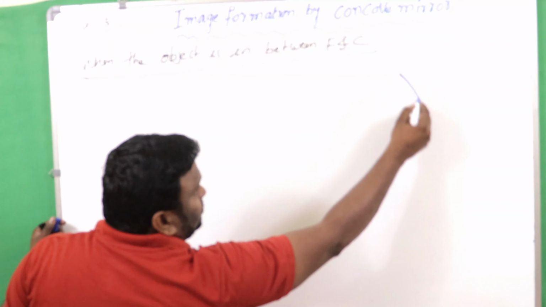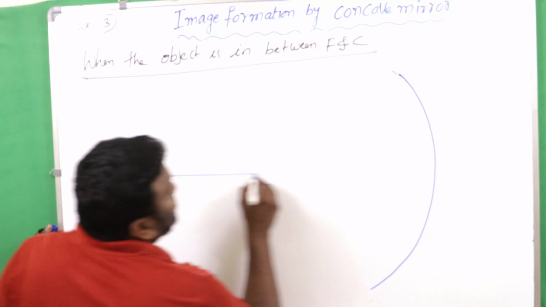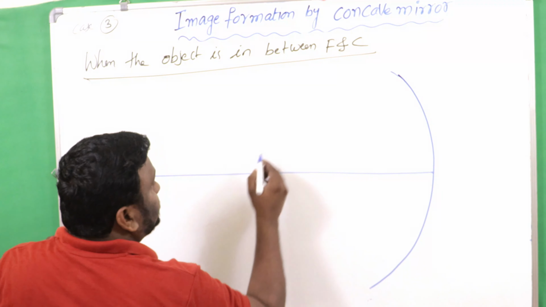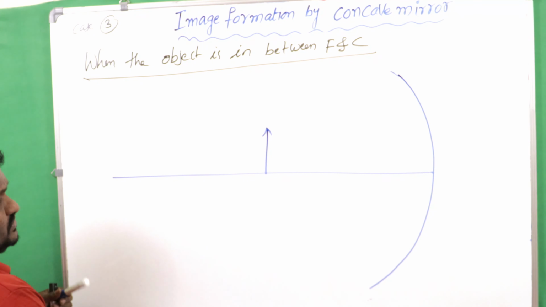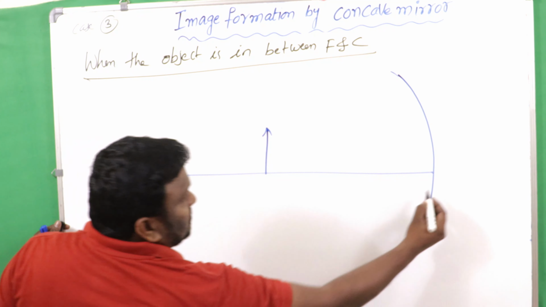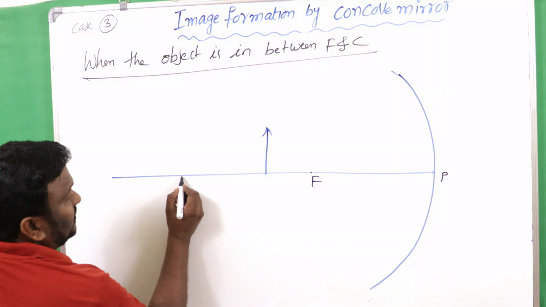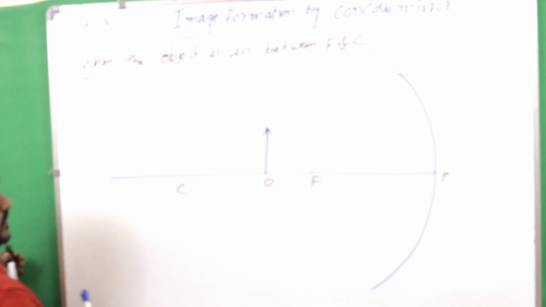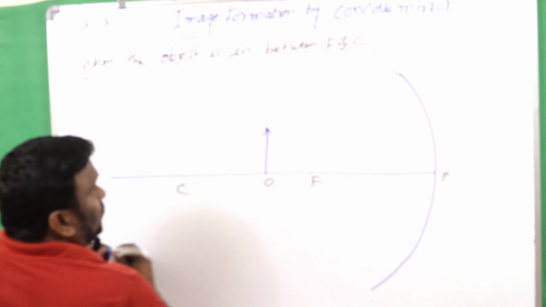So as usual, this is the concave mirror, and that should be the principal axis. And now here, this is the object. So this is the pole, and this is the focus, and this is the center of curvature. Where is the object? In between F and C. So we have to draw the ray diagram like this.